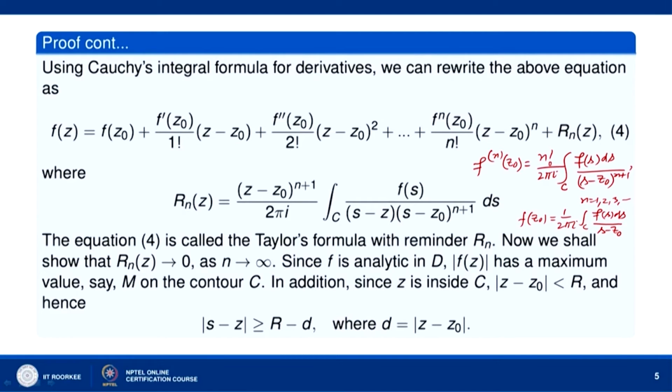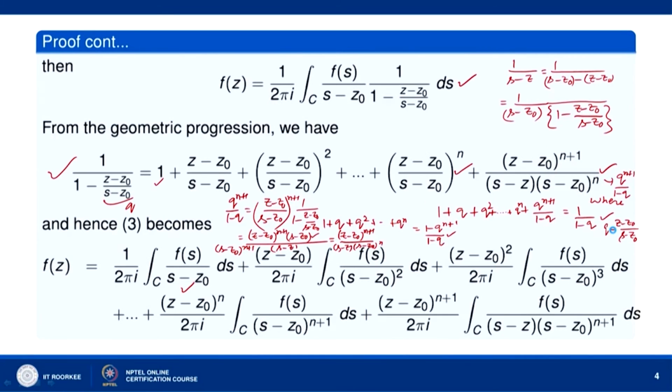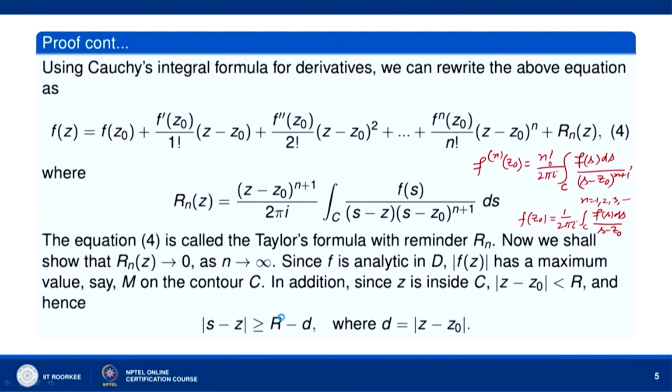So, using those formulas, the first term is f(z naught), this is f prime(z naught) over 1 factorial, this is f double prime(z naught) over 2 factorial, this is f^(n)(z naught) over n factorial, okay. So, we can write this equation as f(z) equal to f(z naught) plus f prime(z naught) over 1 factorial times (z minus z naught), f double prime(z naught) over 2 factorial times (z minus z naught) square, then nth derivative of f at z naught over n factorial times (z minus z naught) to the power n, plus R_n(z). R_n(z) is the remainder of the series after these n plus 1 terms.